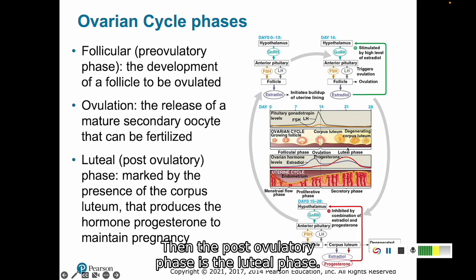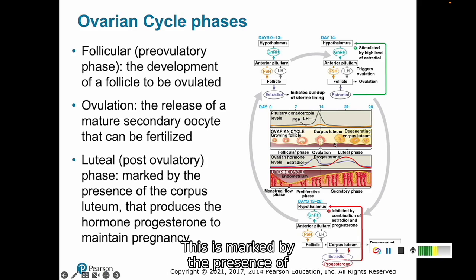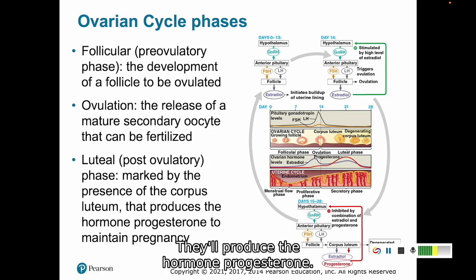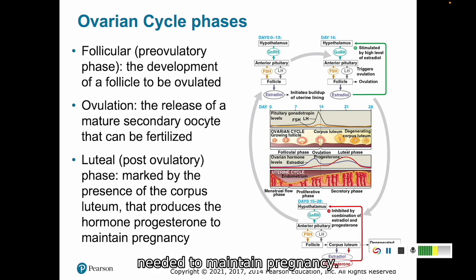Then the post-ovulatory phase is the luteal phase. This is marked by the presence of the corpus luteum. And the corpus luteum is a gland-like structure that will produce the hormone progesterone. Progesterone is a hormone that is needed to maintain pregnancy.